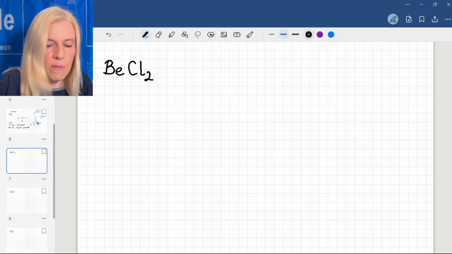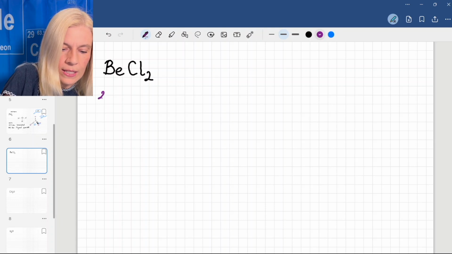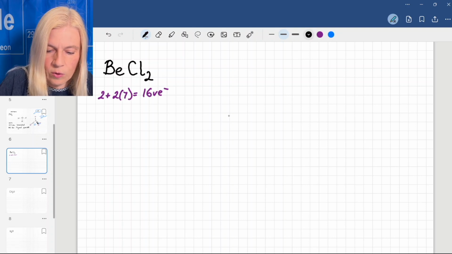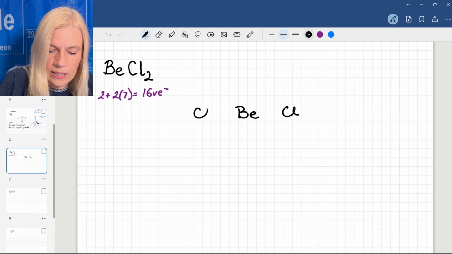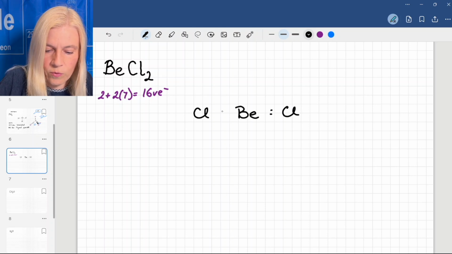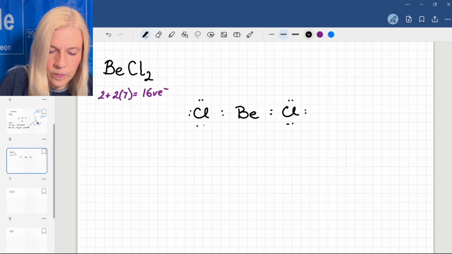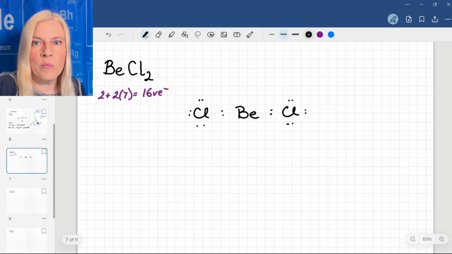Again, beryllium comes with 2 valence electrons. Really fast, let's do our 2 valence electrons plus 2 times 7. We have 16 valence electrons, and we're going to put in beryllium here, chlorine on each side, and then we're going to do 2 for each bond, and then octets from outside in. I used my 16, and is this done? Am I done with my Lewis dot structure?